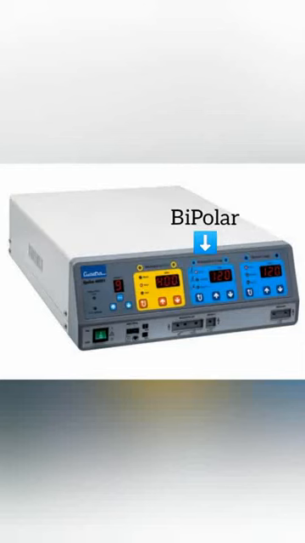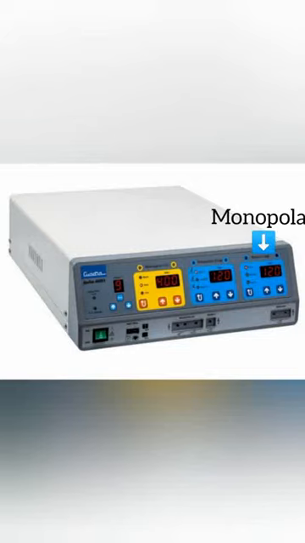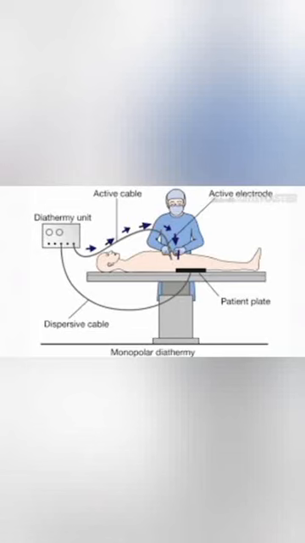Bipolar doesn't need a grounding electrode because the electrical current returns to the machine through the electrode itself, while monopolar needs a grounding electrode to allow the electrical current to pass through it and return back to the diathermy unit. And I mentioned that all electrocautery in bronchoscopy, either contact or non-contact, is monopolar electrocautery.